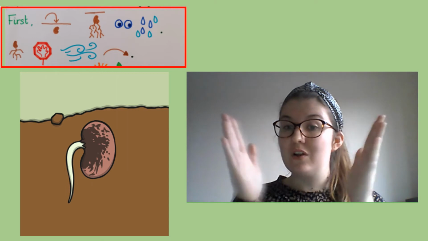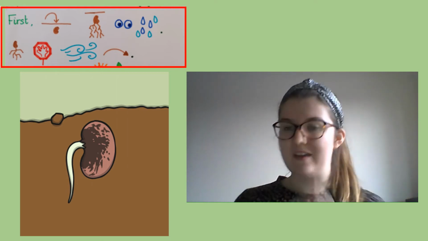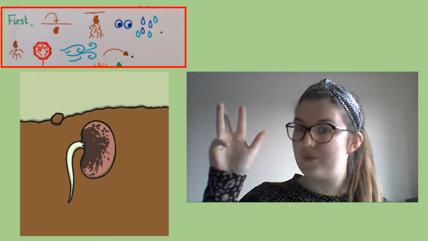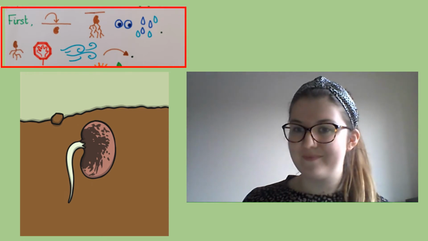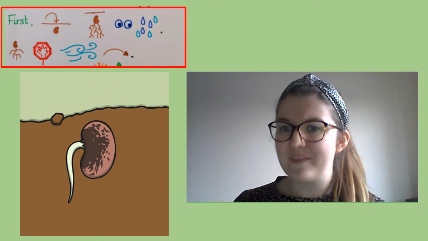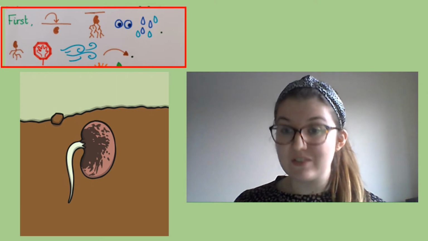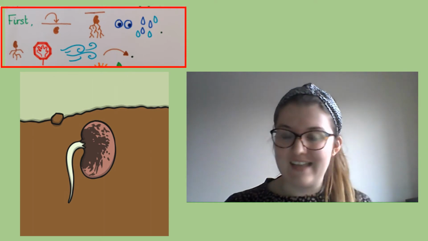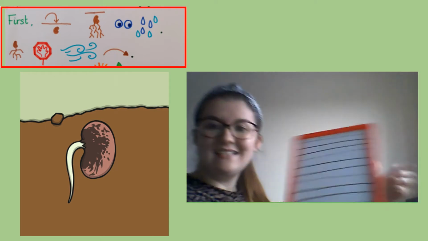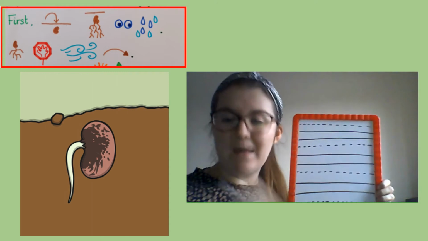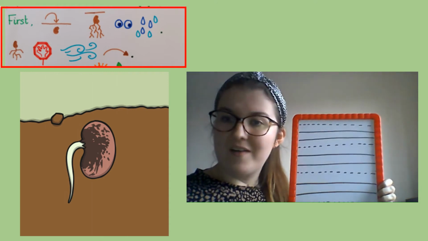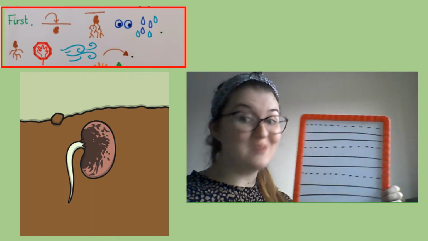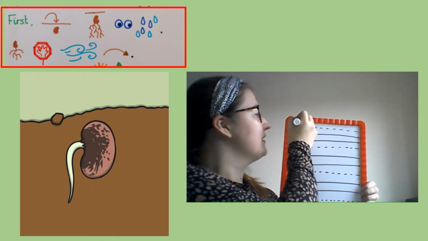The root looks for water. Can you say it with me? The root looks for water. Okay, now let's get writing. The beginning of my sentence, so I'm going to need a capital letter. The is one of our tricky words, so we just need to know how to write that one. I need a capital.